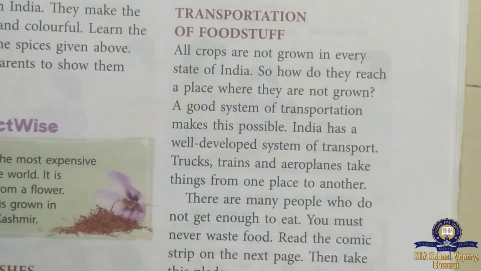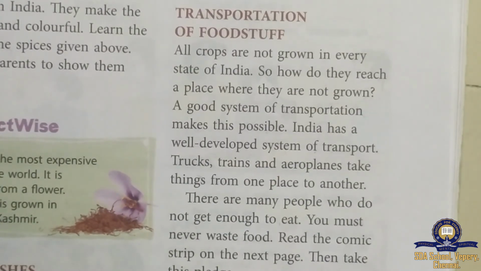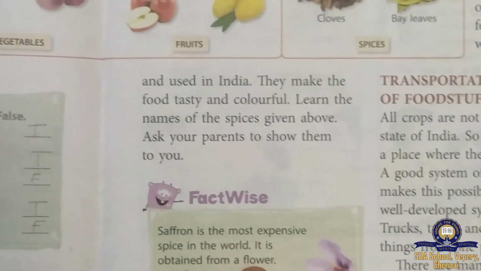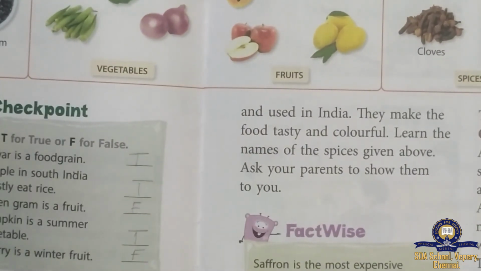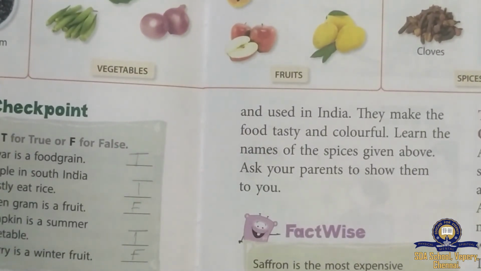Children, this is all about this lesson, and it's a very simple lesson. Just to summarize, we have learned about the different types of pulses, vegetables and fruits, and also about food grains, oil seeds and spices.